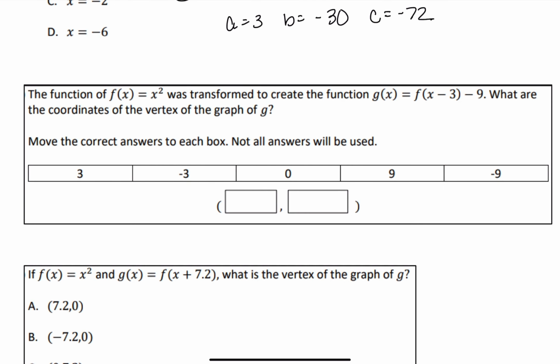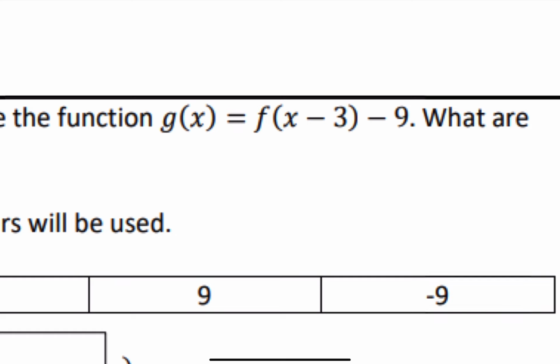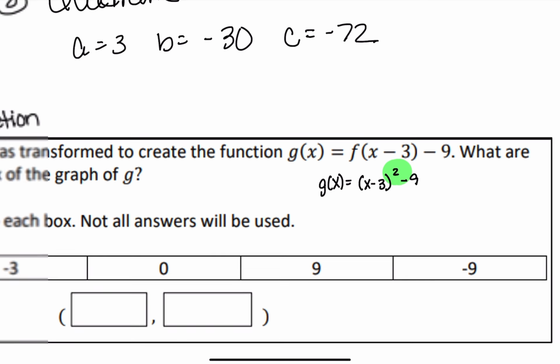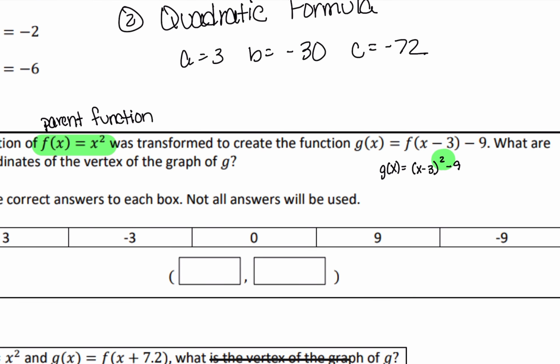Here, again, this is our parent function. It's transformed to this equation. Now, we can rewrite it. And remember, we take away the f, x minus 3, we add the squared. So the squared is what was taken away whenever they put the f, right? So we can rewrite it.